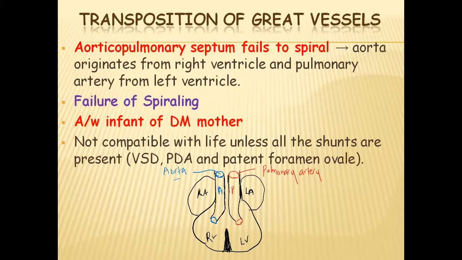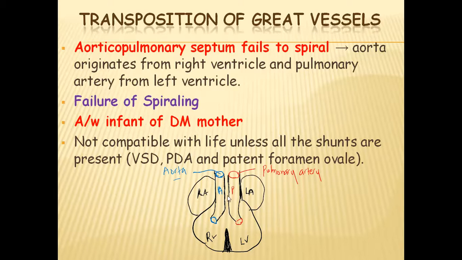Like I said, this is a problem with spiraling. And this is associated with infant of diabetic mother. This is not compatible with life unless shunts are present, like the VSD and the PDA, the patent ductus arteriosus.